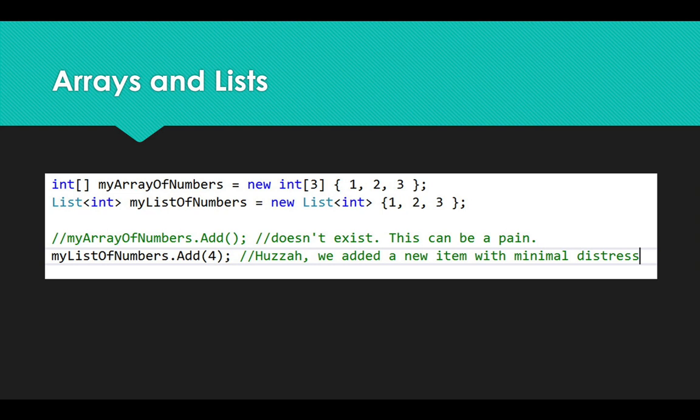So here, this is an implementation of a list using both an array of numbers and a list type of numbers. And obviously for the list of numbers, we can simply add 4 to the end. If we wanted to add 4 to the end of the array, we would have to create a new array of size 4 and then copy the 3 values that we have to the beginning of that array and then append our new number to the end.